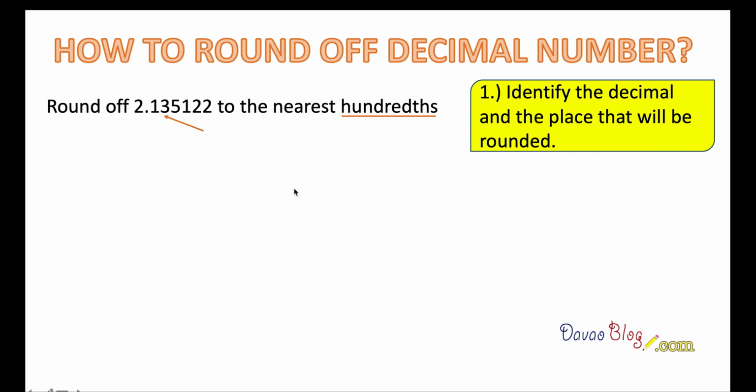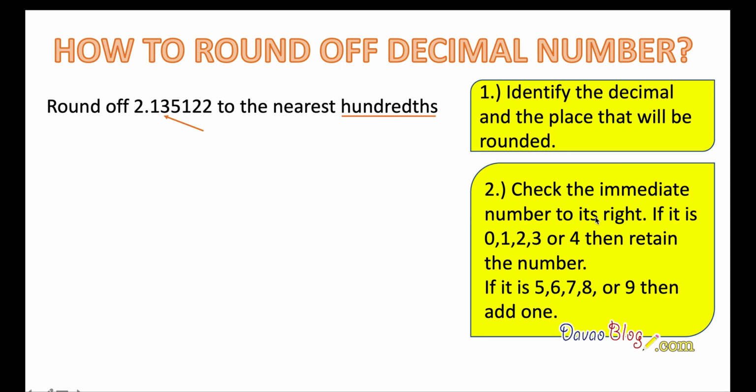Okay, the next rule, after we already identified the place that will be rounded, is to check the immediate number to its right. If it is 0, 1, 2, 3, or 4, then retain the number. If it is 5, 6, 7, 8, or 9, then add 1. So, identify the number to its right. So, the right of 3 is 5. What's the ruling? If it's 0 to 4, then retain the number. If it's 5 to 9, then add 1. So, this is 5. So, we need to add 1. So, the answer is 2.14 because we add 1 to the 3. Okay, I hope we get it.